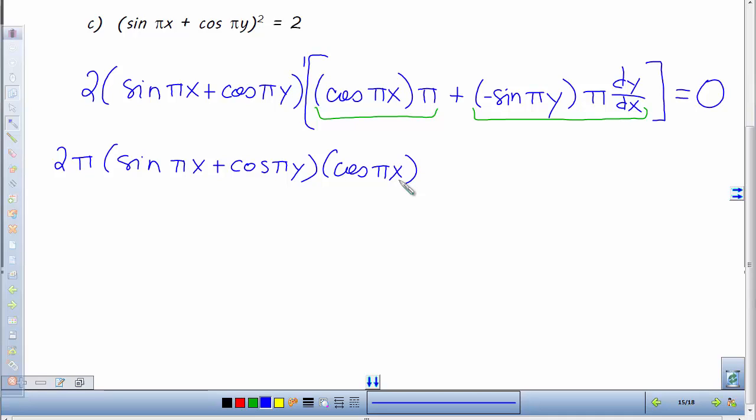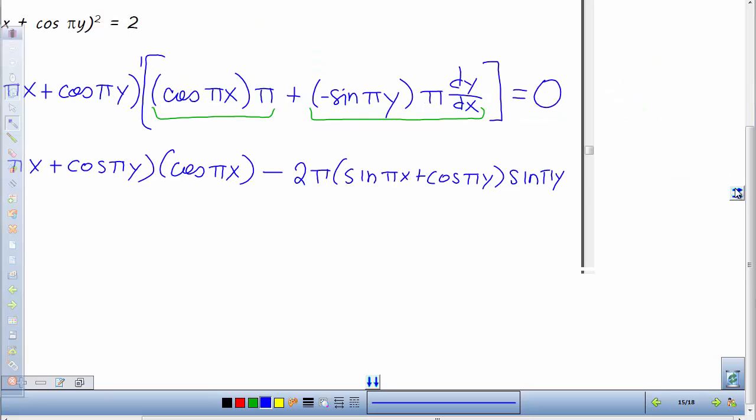Okay, minus 2. I'm going to take this pi. Okay, and I said minus because of this. So minus 2 pi, I've got sine pi x plus cosine pi y times sine pi y equals 0.